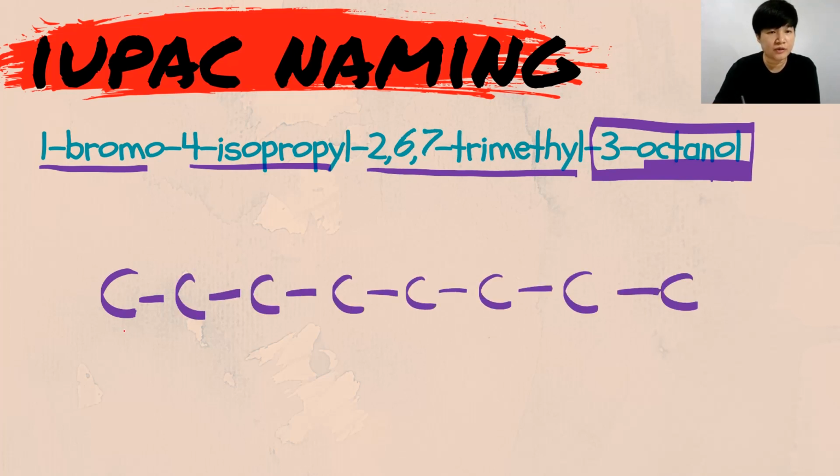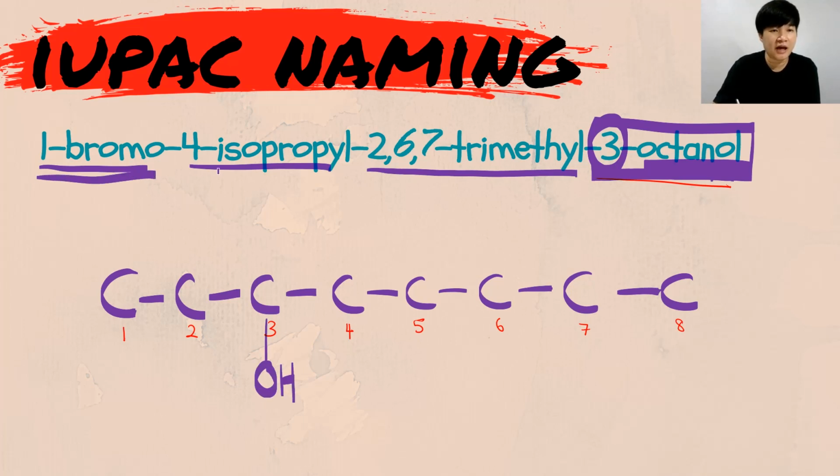And then straight away put down the position for each of the carbon. In this case, you can count from the left or the right. It doesn't matter because we are the one giving the position to your parent. And then it's a 3-octanol. Therefore, your OH must be located at carbon number 3.